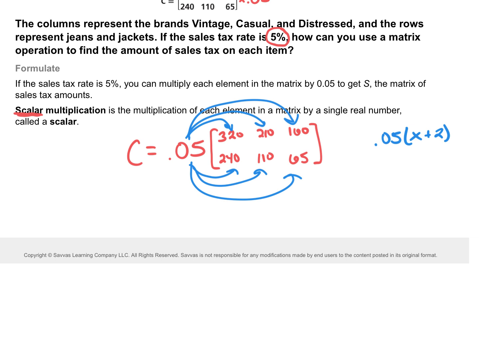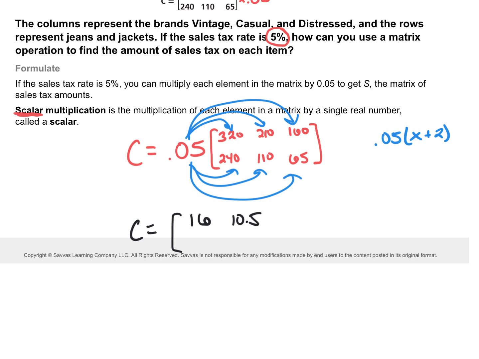Okay, so go ahead and grab your calculators. Help me out here. What is 0.05 times 320? 16. I need to put that 16 in the same spot where that 320 was. Okay. What about 210 times 0.05? 10.5. Can I put that here? No. Where does it have to go? It has to be right where that 210 was. Okay, get the idea here? Okay, go ahead, take this idea, go do your example 2.